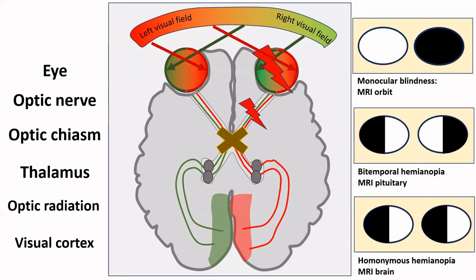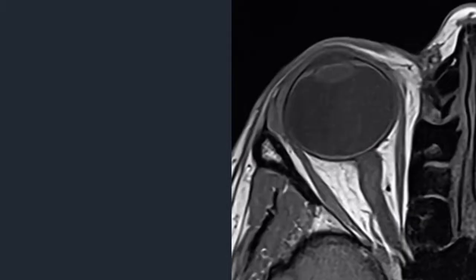This is a simplification. You also have things called quadrantanopia. Imagine you have a lesion in just a small part of the occipital cortex, then not the entire contralateral field will be disturbed, but only part of it, a quadrant, not the total half. But I just wanted to keep things simple. So remember, in a patient with monocular blindness, you should request an MRI of the orbits. In a patient with bitemporal hemianopia, MRI of the pituitary is most applicable. And in patients with homonymous hemianopia or quadrantanopia, do an MRI of the brain.